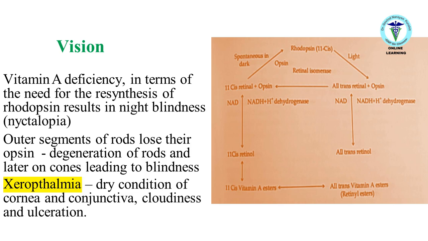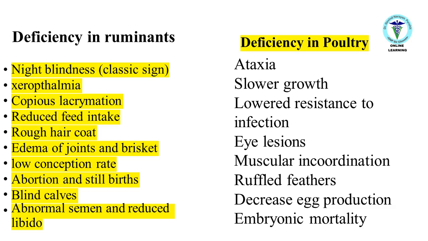Vitamin A deficiency, due to the lack of resynthesis of rhodopsin, results in night blindness, nyctalopia. Outer segments of rods lose their opsin, with degeneration of rods and later on cones, leading to blindness. Xerophthalmia is a dry condition of cornea and conjunctiva, with cloudiness and ulceration. Deficiency of vitamin A in ruminants results in night blindness, xerophthalmia, rough hair coat, edema of joints and brisket, low conception rates, abortion and stillbirths, the birth of blind calves, and abnormal semen and reduced libido.